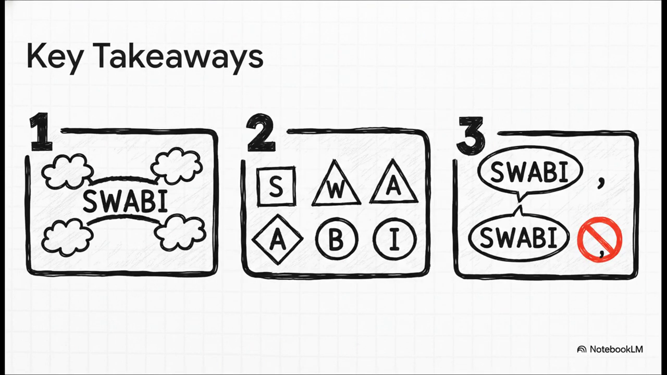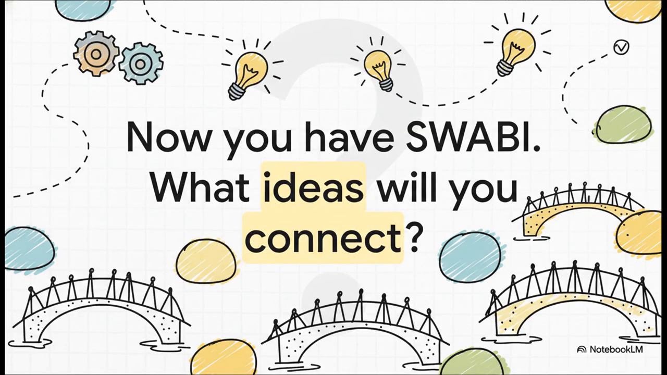So let's do a super quick recap. First, SWABI is your go-to tool for connecting ideas. Second, it stands for since, when, although, because, if. And third, the all-important comma rule. If a SWABI word starts the sentence, use a comma. If it doesn't, you don't. Easy. So there you have it. A really powerful tool, all ready to go. The only question left is, what bridges are you going to build? What complex, interesting ideas are you going to connect in your own writing now? Go on, give it a try.